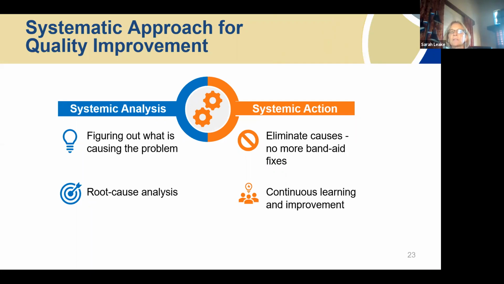So it is expected to demonstrate that root cause analysis again. As far as systemic action, look comprehensively across all involved systems to prevent future events and promote sustained improvement. So eliminate the causes and stop having Band-Aid fixes. Again, you want this to be focused on continually learning and continuous improvement. Facilities are expected to develop policies and procedures again, and have this as their systemic approach.